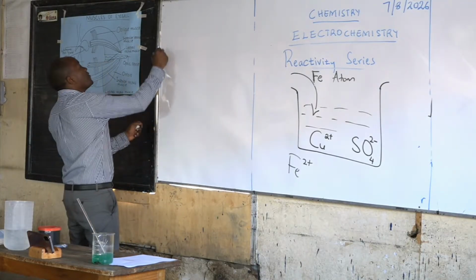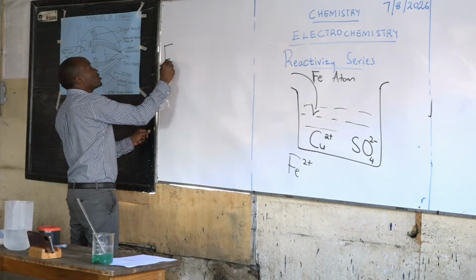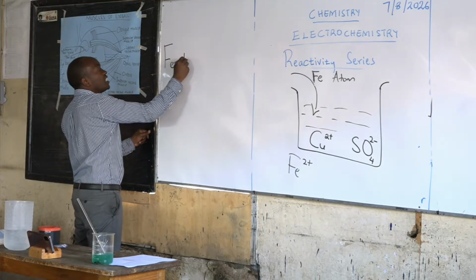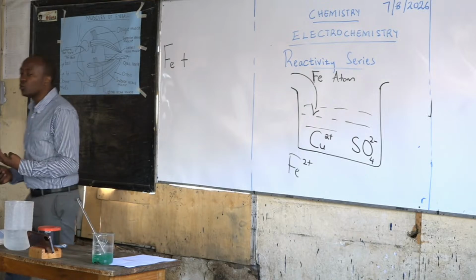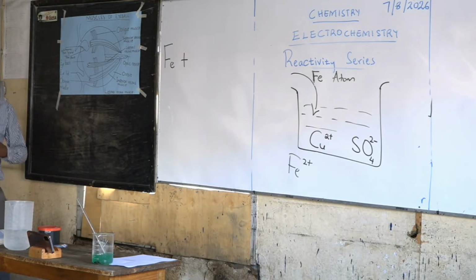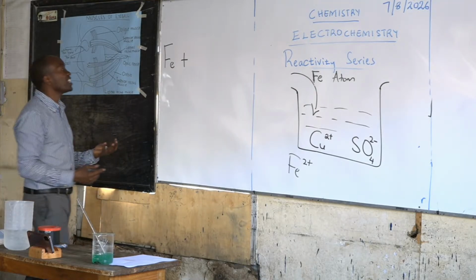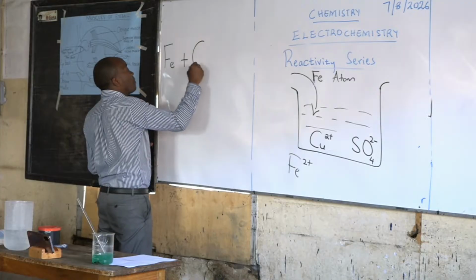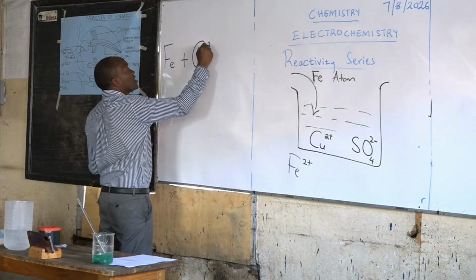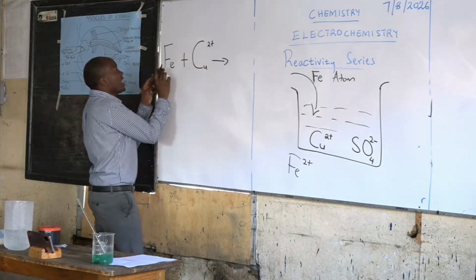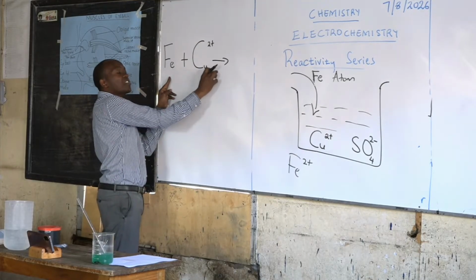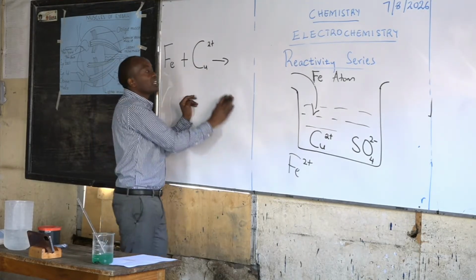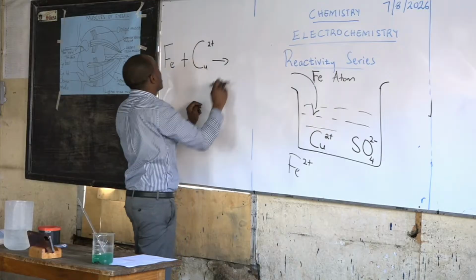Now let's take a look at the reaction, the ionic equation that is taking place here. So we are having iron metal reacting. Now this is about displacement. So we're going to list only those elements, those species that are involved in the reaction. So we have copper 2 ions, which is in the solution. We want to displace copper 2 ions from the solution. That is a displacement kind of reaction.